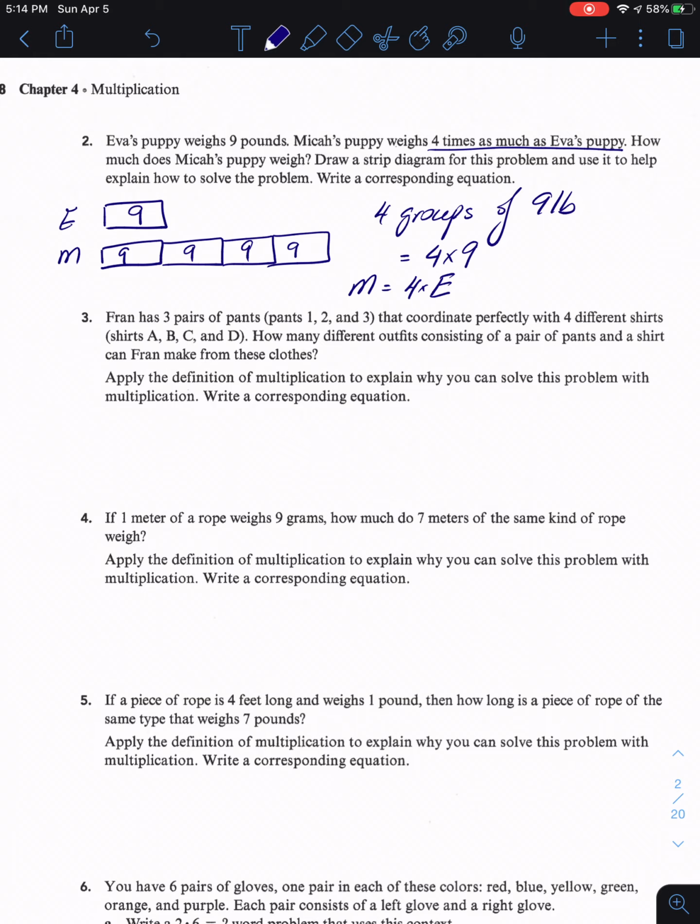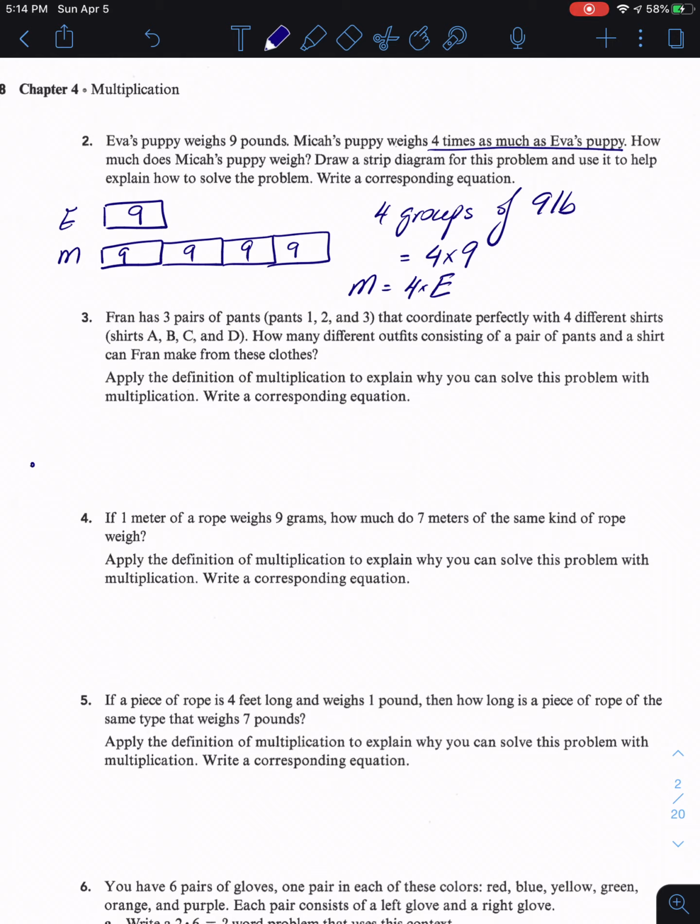So let's try number 3. Fran has 3 pairs of pants, 1, 2, and 3, that coordinate perfectly with 4 different shirts. How many different outfits consisting of a pair of pants and a shirt can Fran make from these clothes? Apply the definition of multiplication. Explain why you can solve this problem with multiplication, and write the corresponding equation. Okay, so there are a number of ways that kids generally solve problems like this.